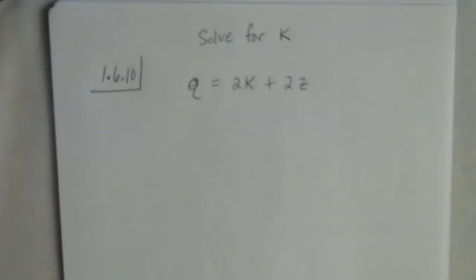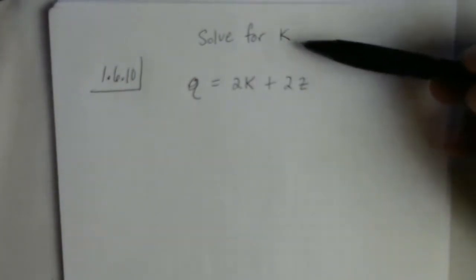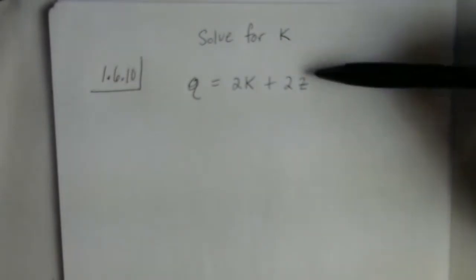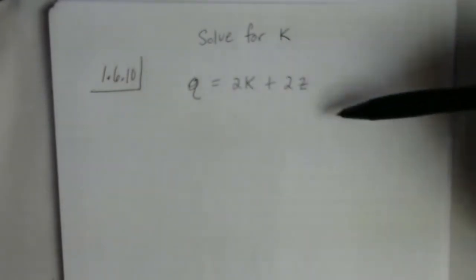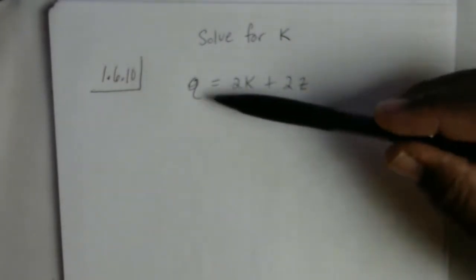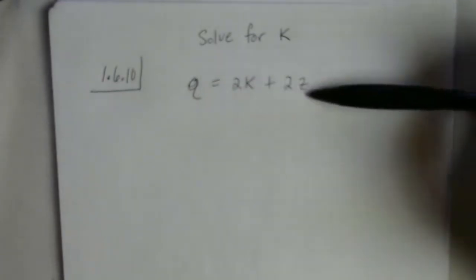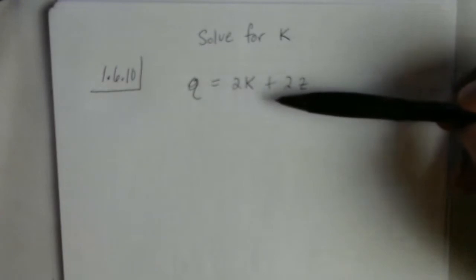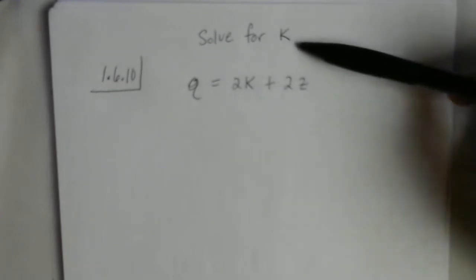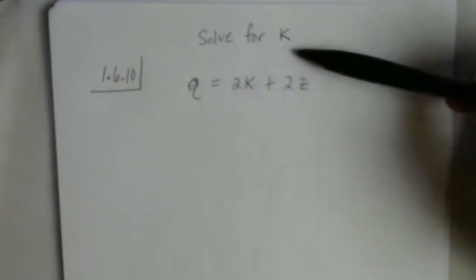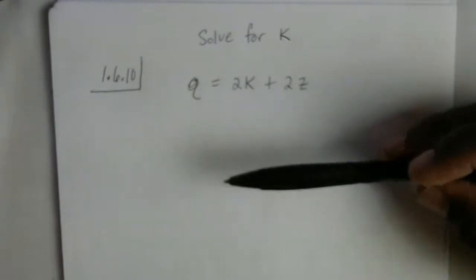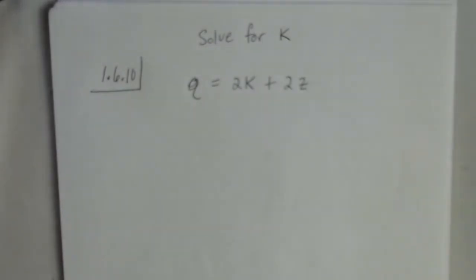It's a literal equation because I can't actually solve this for K to get a number value because there's too many unknowns. This is actually a linear equation in 3 variables. So since there's too many variables, I can't actually solve it for K, but I can rewrite it with K on the side of the equation by itself. So how do we solve this for K?